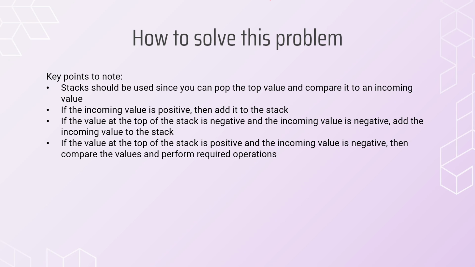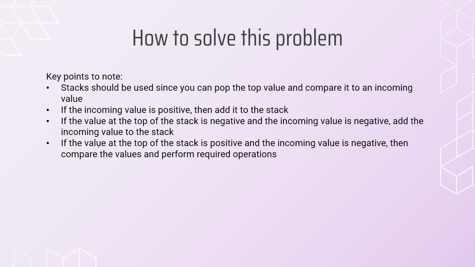That's because you can pop the top value of a stack and then compare it to an incoming value. If an incoming value is positive, then you add it to the stack. You don't compare it with any value in the stack and just automatically put it in the stack. If the value at the top of the stack is negative and the incoming value is negative as well, then you add the incoming value to the stack. That's because both of them will never collide. The same thing happens with the second bullet point here. The positive, regardless of whatever's in there, is never going to collide with another one that's already in the stack.